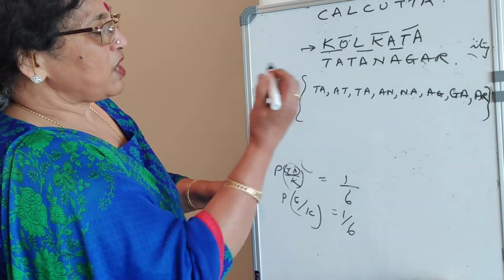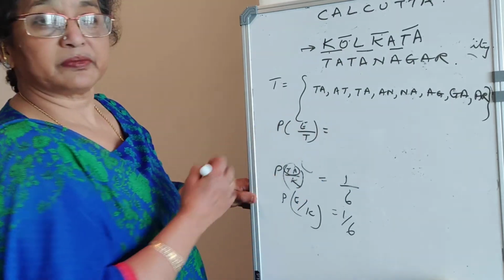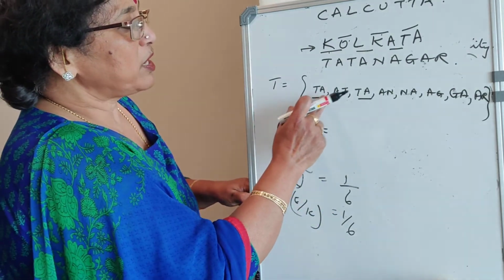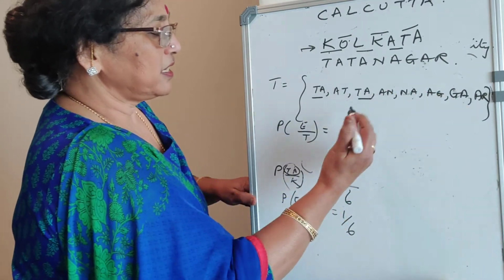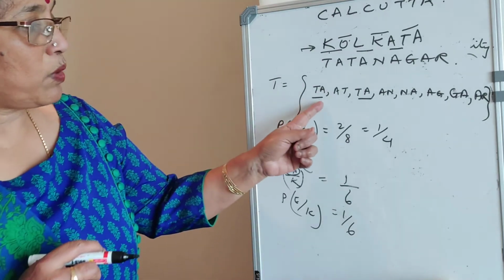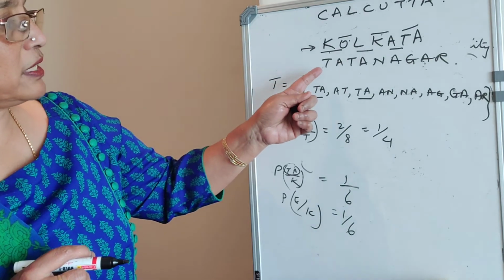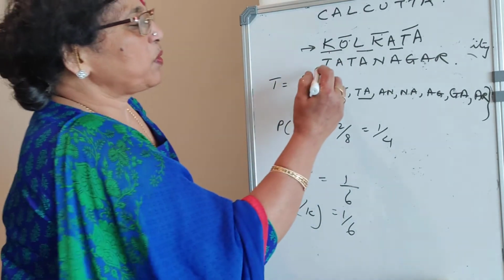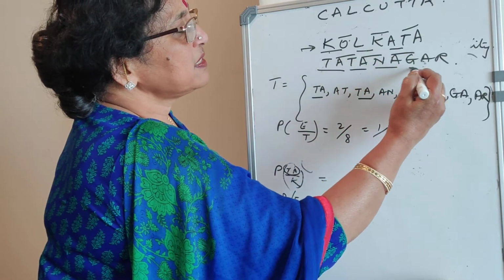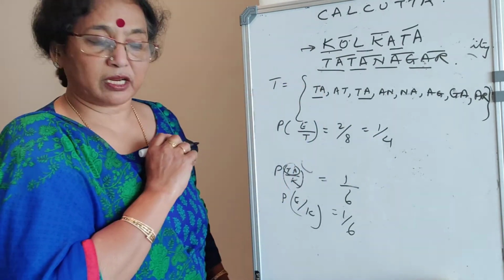So we are seeing now the probability of the common event from Tata Nagar. How many Tatas are there? Two Tatas are there, right? And how many pairs? 1, 2, 3, 4, 5, 6, 7, 8. So 2 out of 8, which I can write as 1 by 4. Let us write again: TA, TA, 1, 2, 3, 4, 5, 6, 7, 8. Alright? So 8 pairs, so 1 by 4, and there are 2 Tatas.